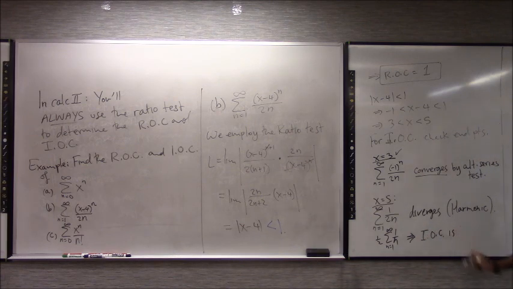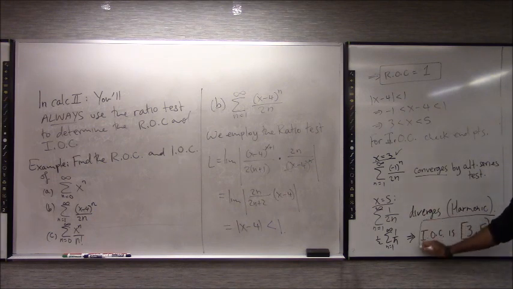So what does that mean for the interval of convergence? x equals 3 is included. So it's x values between 3 and 5, where the 3 is included, but the 5 is not. So it actually converges at the left endpoint, but not at the right endpoint. And for all x values inside that interval, it actually converges.